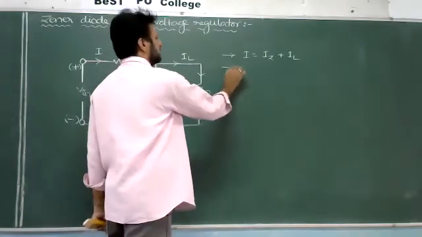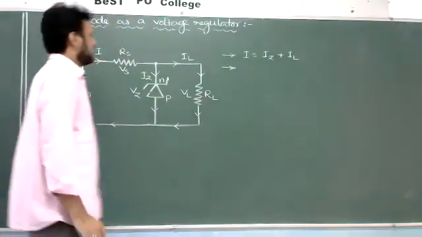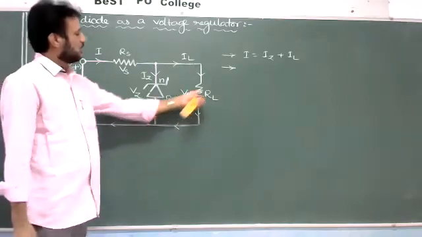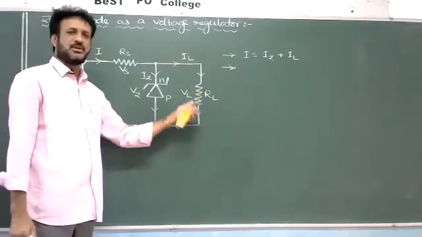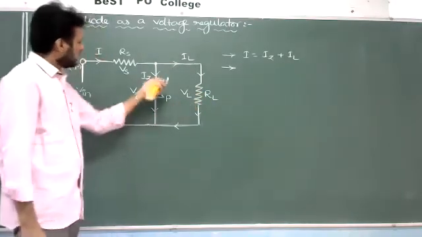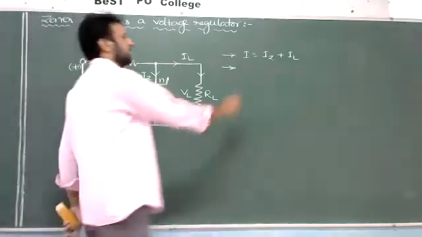Next, what is the voltage across this load resistance, or what is the voltage across the Zener diode? Generally both are equal.